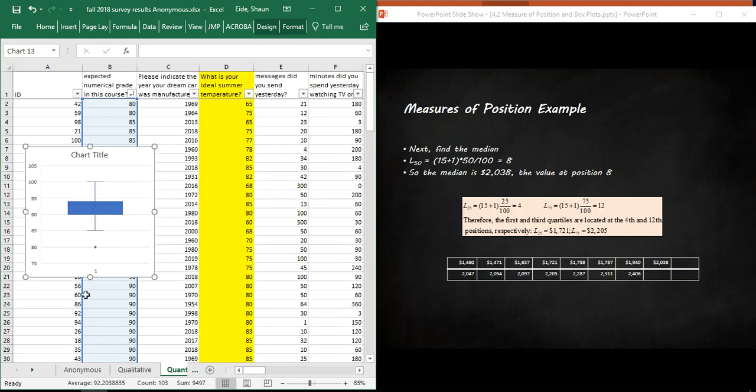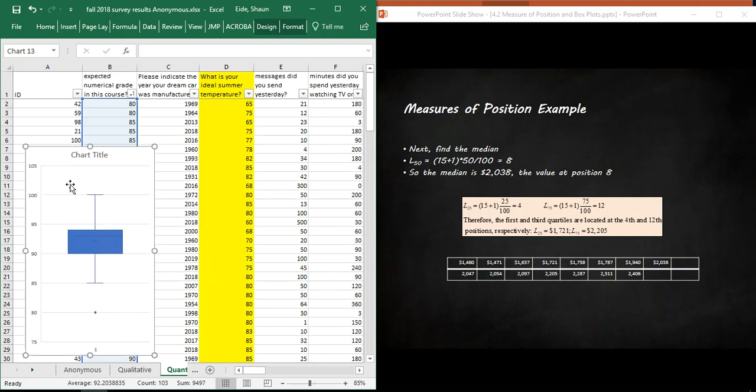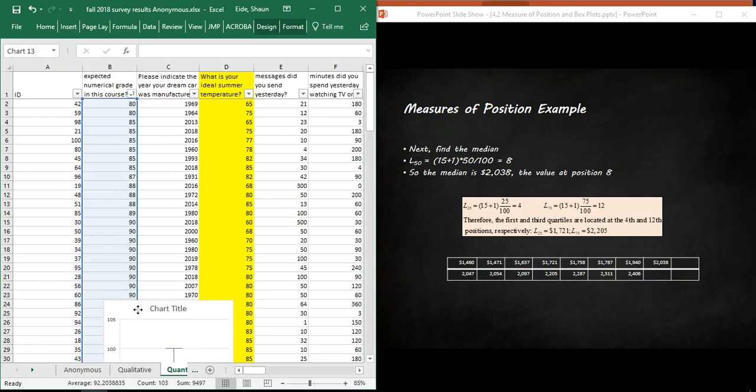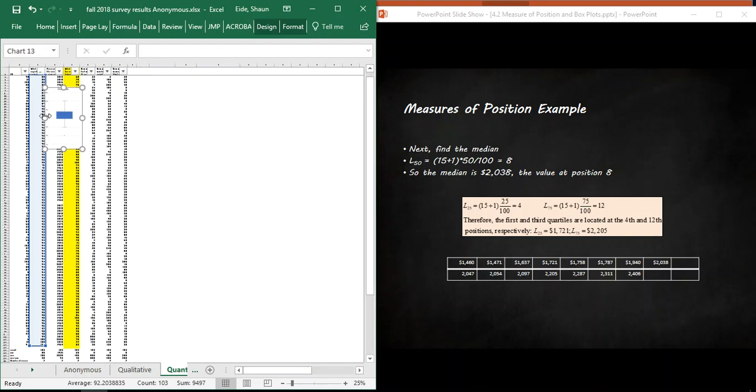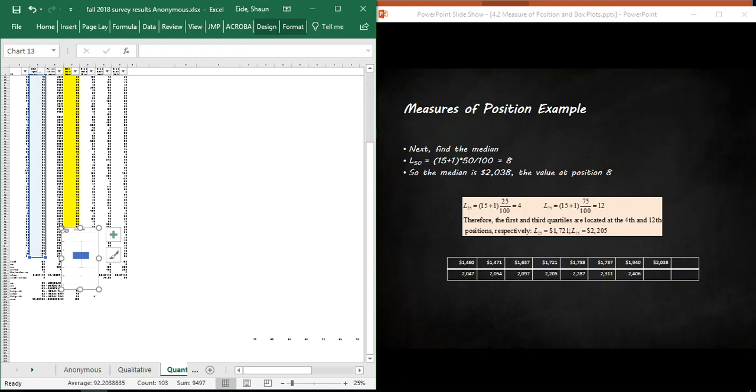So this chart looks a lot cleaner. You can really understand what it says, and what we're going to do is move this chart down so you can see it next to everything else that we were working with.